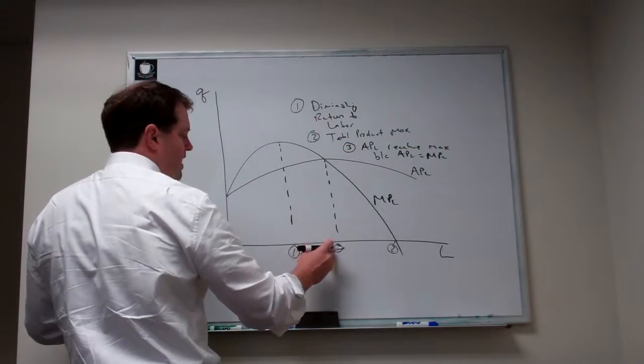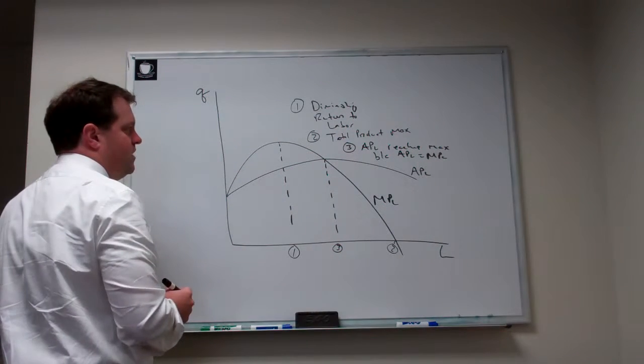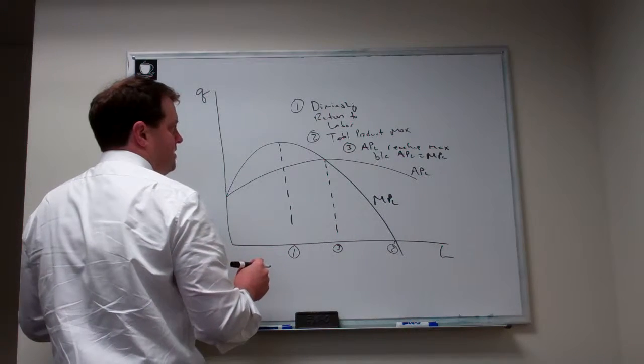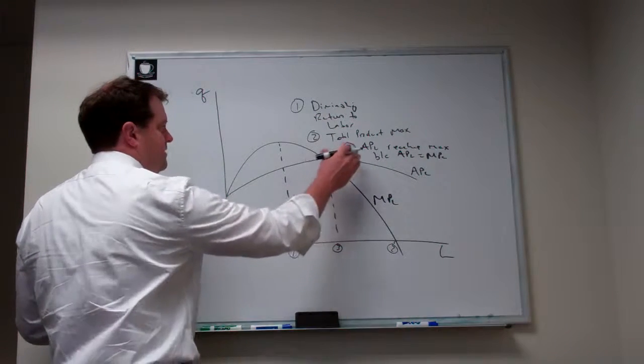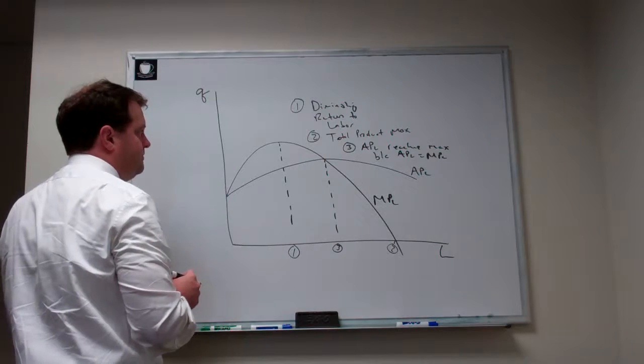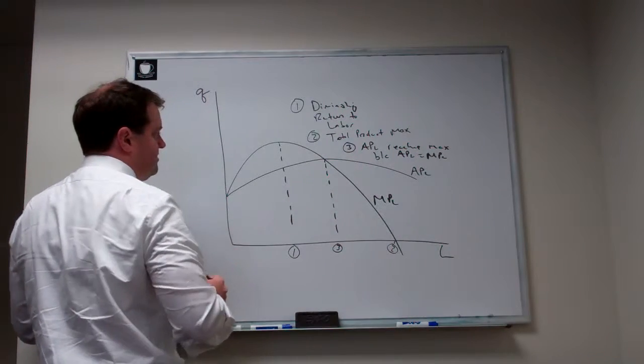So some labor amount has been hired that equates those two variables, and if I hire past that amount, then average product of labor is going to have to fall because the marginal observation becomes less than the average.